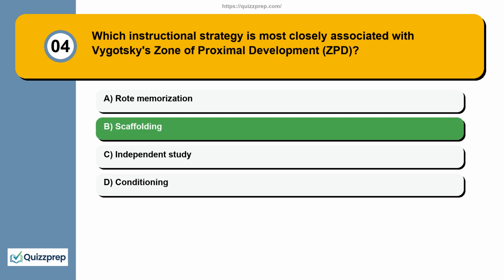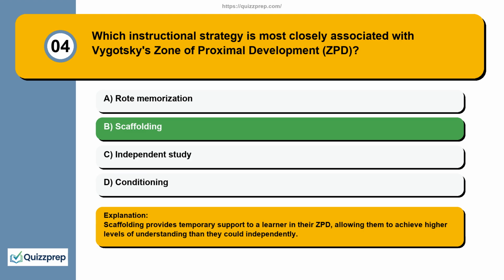The correct answer is option B. Scaffolding. Explanation. Scaffolding provides temporary support to a learner in their ZPD, allowing them to achieve higher levels of understanding than they could independently.